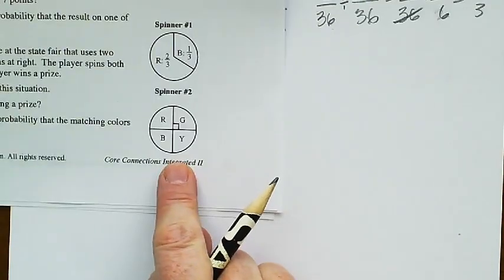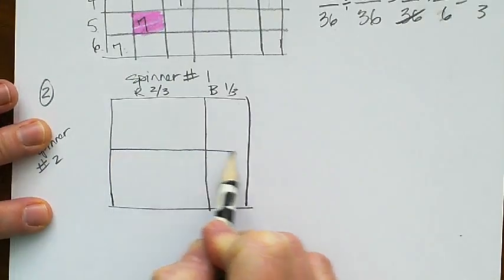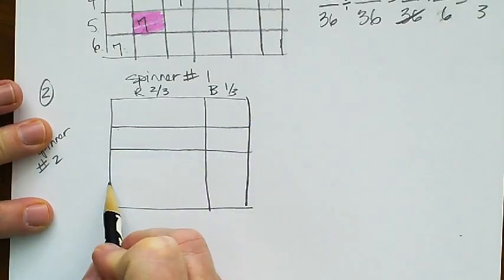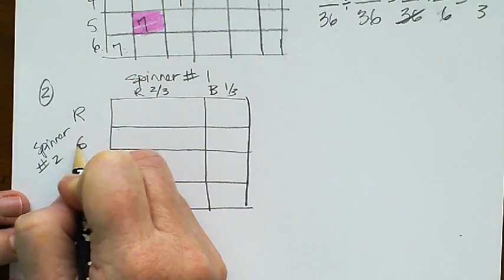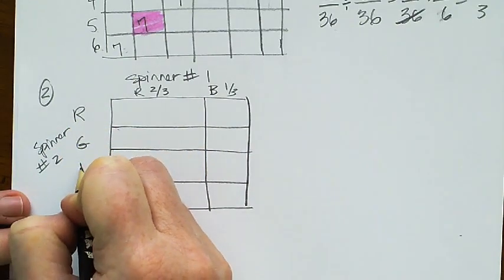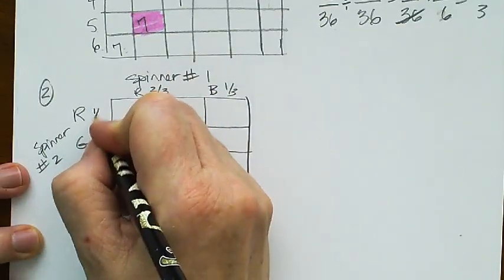Okay, and then we have spinner number 2. And each color has an equal chance, so that's 25% chance for each one. So let's divide this up 4 ways. Oops, that didn't come out perfect, but that's okay. So red, green, blue, yellow. And each of these is a 4th.